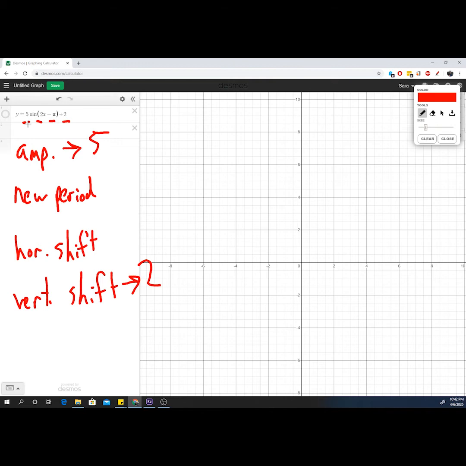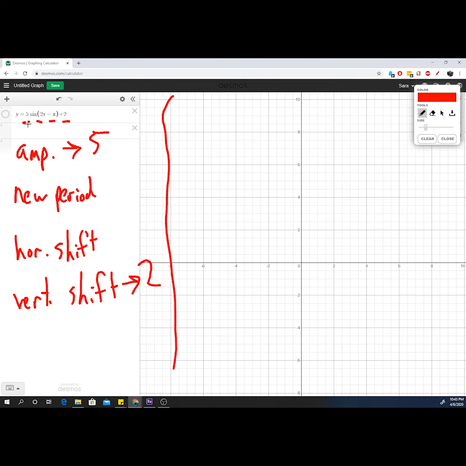Now, it would be really convenient if the new period was just that 2 and your horizontal shift was pi to the right, because that would agree with what your rules used to be and with what we see here. But sadly, that's not the case. That's not what our period and our shift will equal. So I'm going to show you again the trick for the period, and then I'm going to teach you the trick to find the horizontal shift.